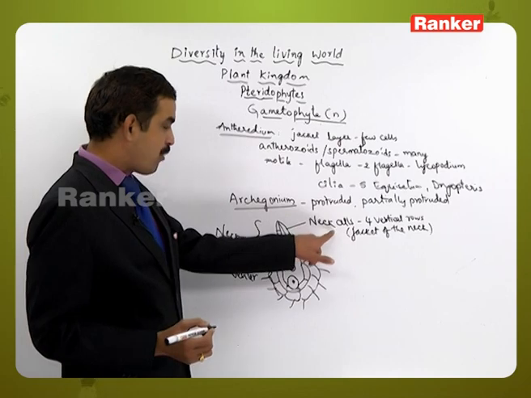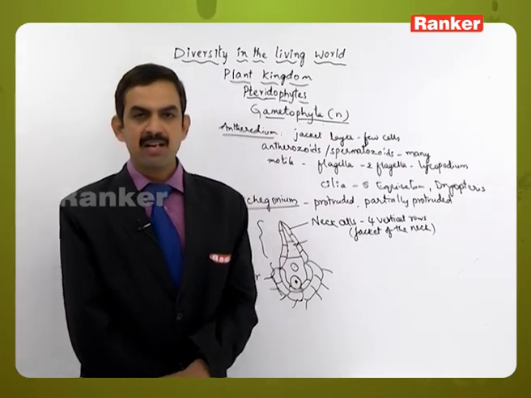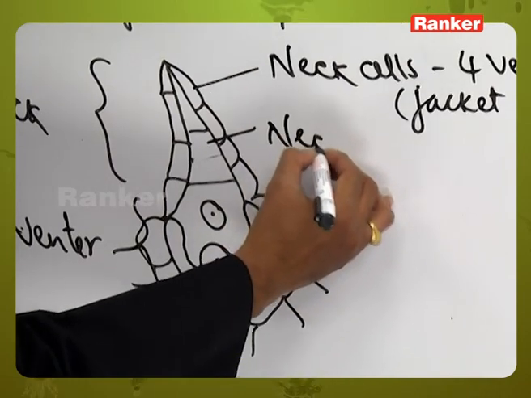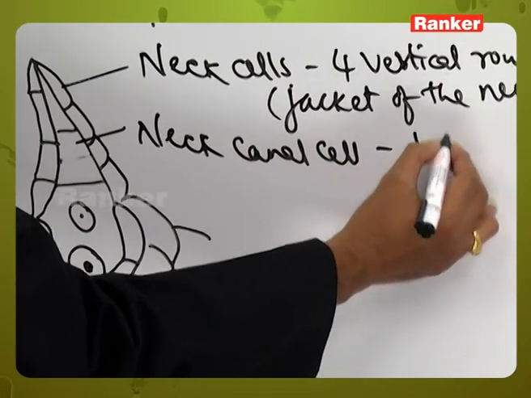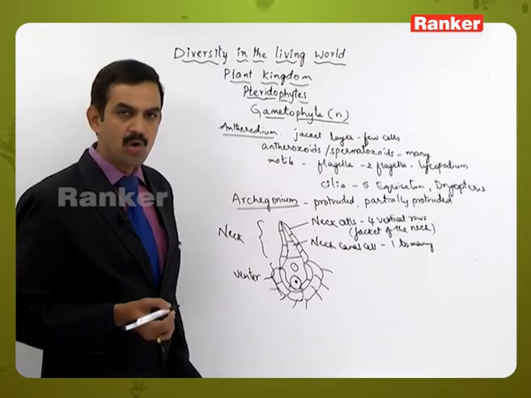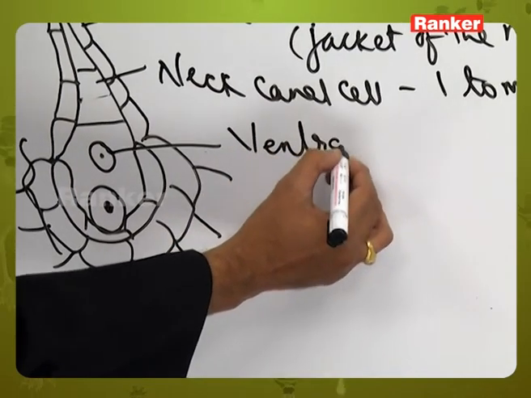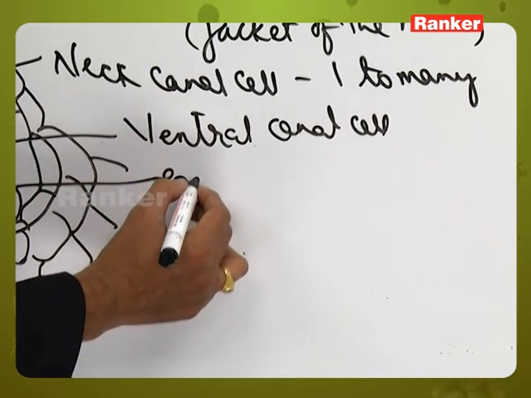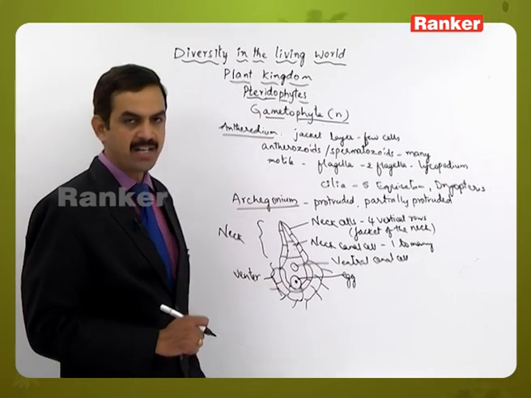The number of cells in each vertical row is not specific; it may be different in different members. Inside this we can see the neck canal cells. These neck canal cells may be 1 to many, and each neck canal cell is haploid in nature. In the venter we can also see 2 cells: the upper one is called the ventral canal cell, and the lower one is called the egg cell. So this is the organization that can be seen in the archegonium of the Pteridophyta group of plants.